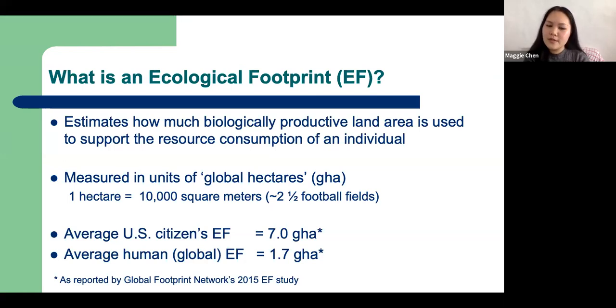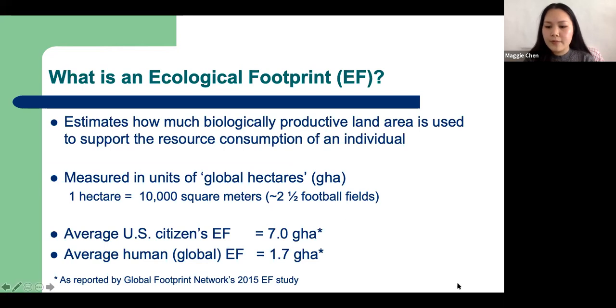We're just going to be looking at some more trends about how this resource distribution looks between different countries and per person too. But these numbers are based off of the Global Footprint Network's 2015 study, and it's changed over time, and it's been different in the past too.